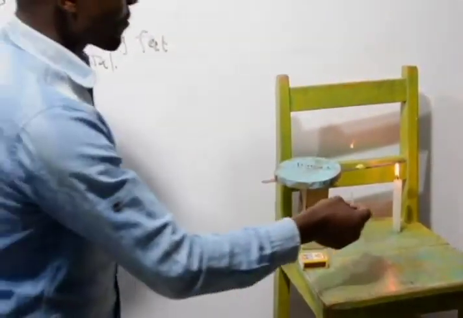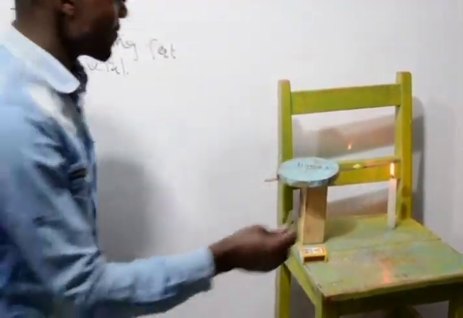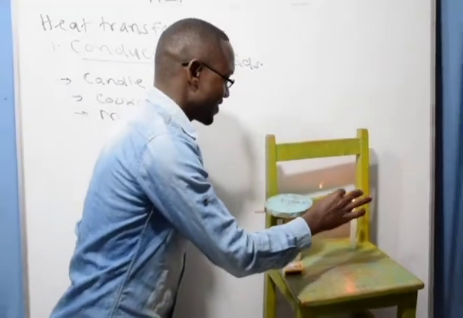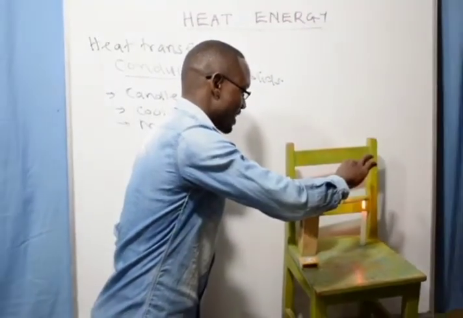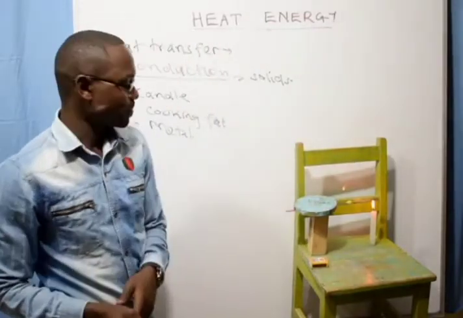Why? Remember, we have not placed the candle here. The candle is on the far end. You can see it is melting. There is some water, some liquid here, meaning that it is melting.